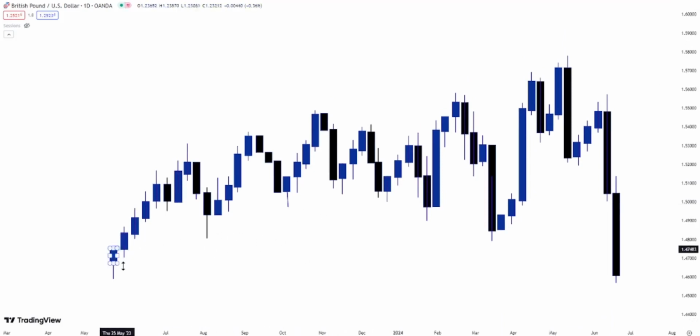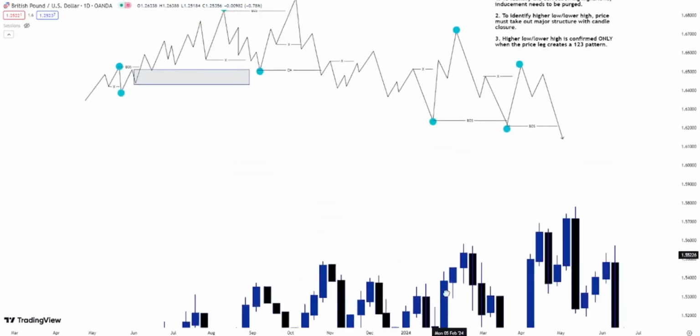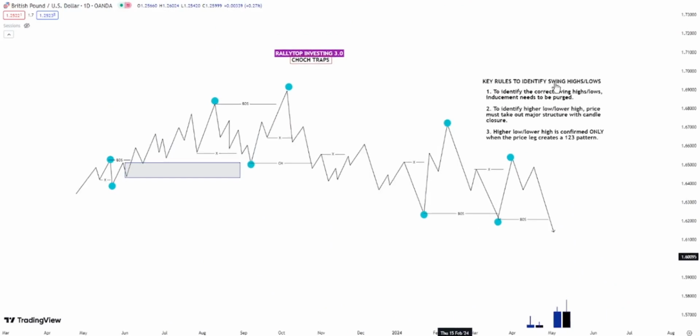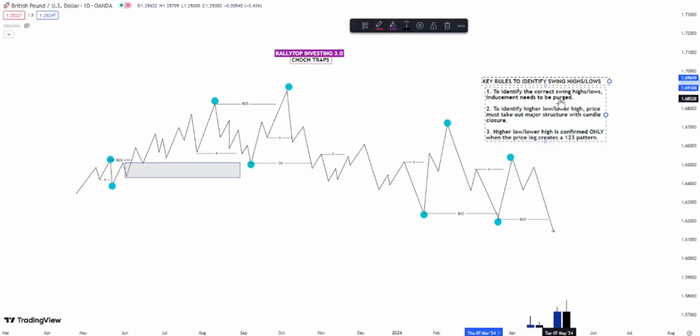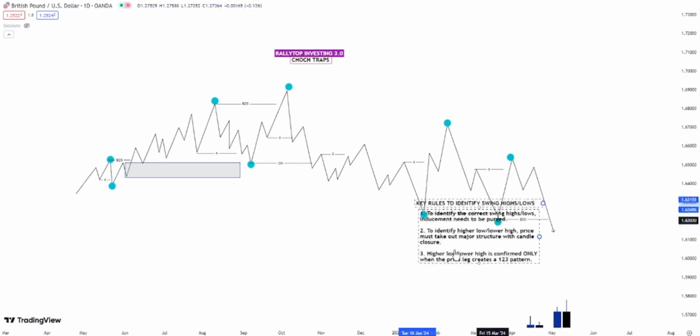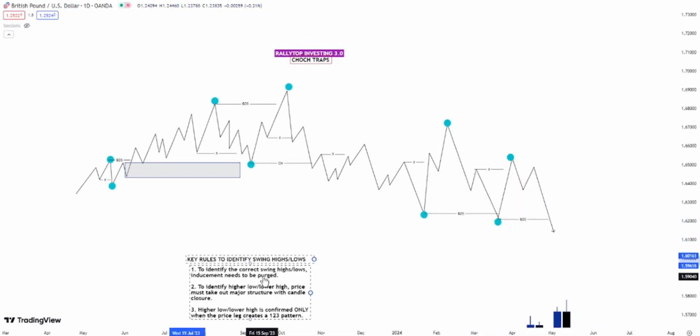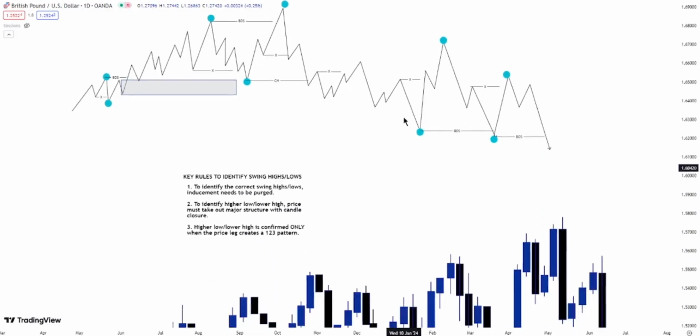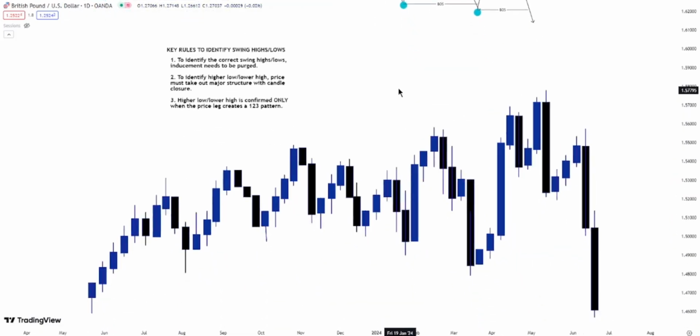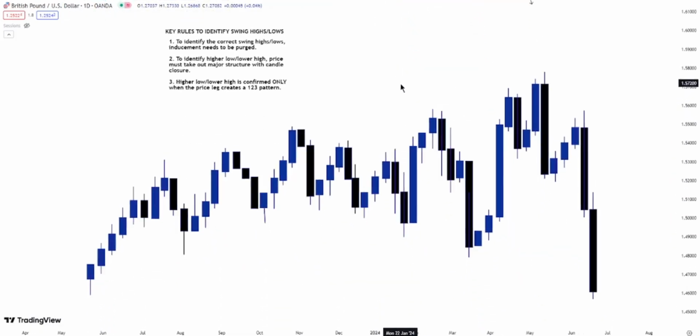All right? Now, we are still going to use the 3 rules. Let me bring back these 3 rules here so that it can actually help us. We want to use these 3 rules here. Let me bring it closer to this point. So now, this is our 3 rules. Rule number 1 says, to identify the correct swing high or low, inducement needs to be CHOCH.